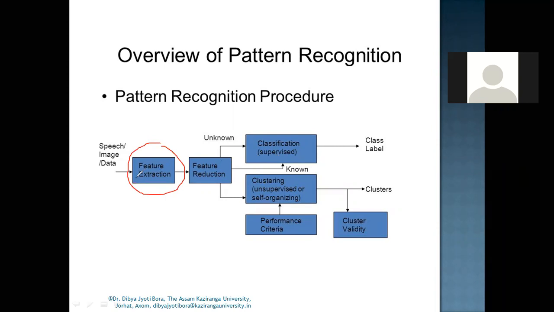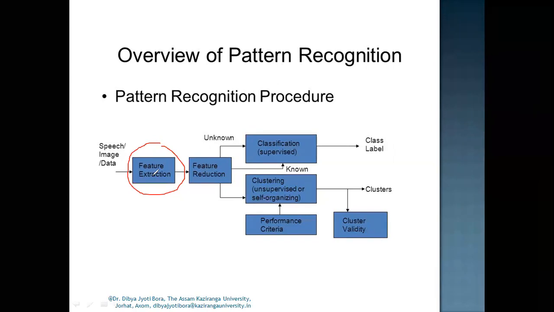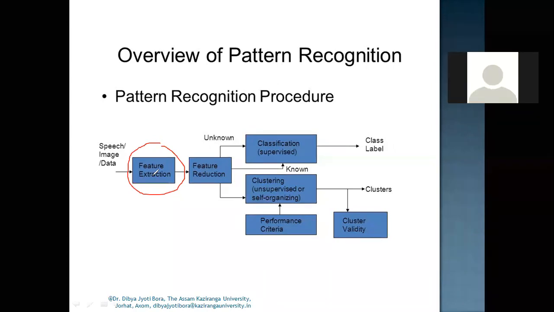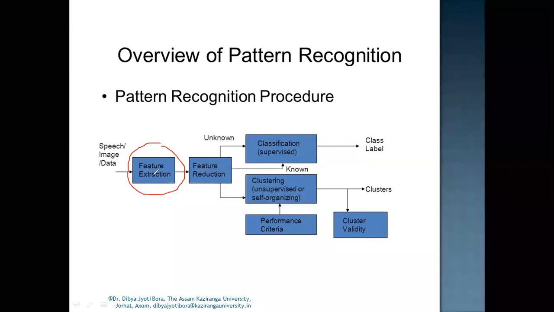First we are trying to extract those features. Those features may be, suppose, 100, 200. Among those features, we'll try to reduce them so that the redundant features, which we don't need, will be just rejected. We'll remove those redundant features, and that process is known as feature reduction.